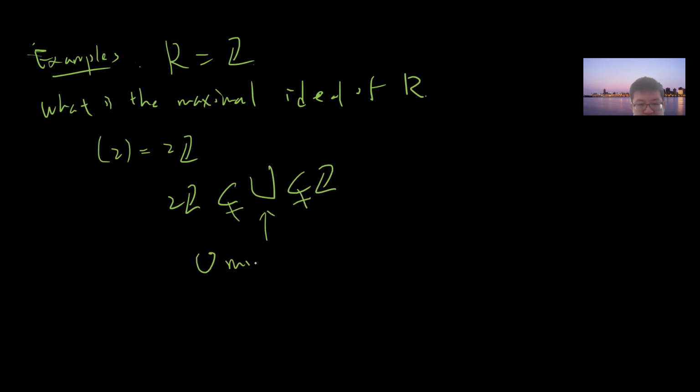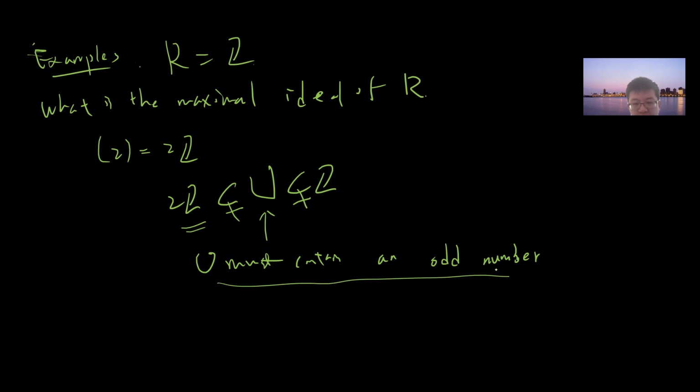So that means U must contain an odd number, right? Because 2Z is the even numbers, a subset of the integers, right? Let's suppose that 2Z is not maximal, so that means there's an ideal U that contains an odd number. But you see, if U contains an odd number, let's say 1, then you can add 2, it becomes 3, it becomes 5, right? Because any element in R added to any element in U must still be in U. So r plus u is still in U for any r in R, u in U.